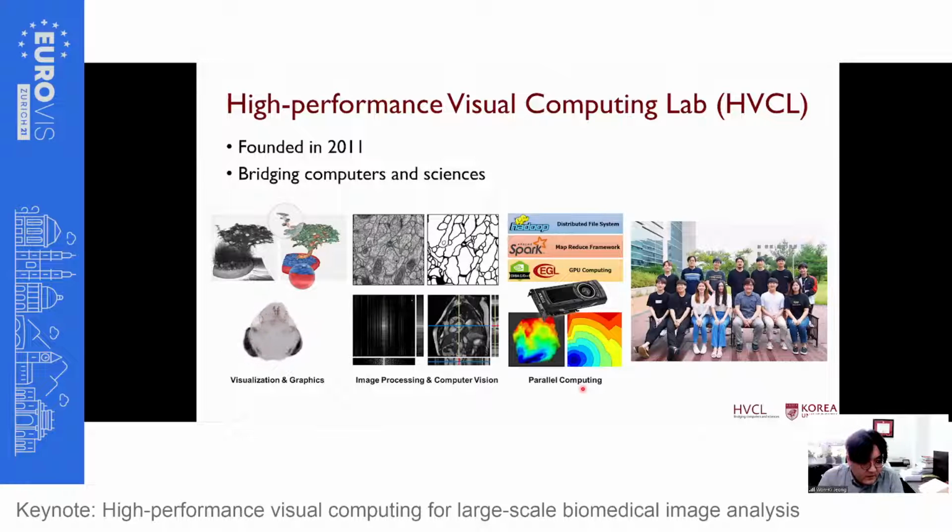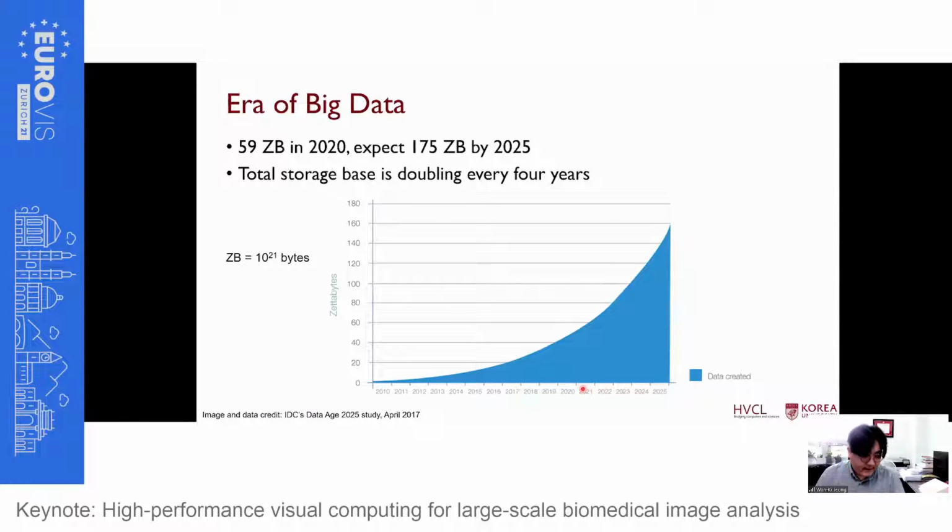So our ultimate goal is to develop faster and more efficient computing algorithms to solve challenging scientific problems. Our lab's slogan is bridging computers and sciences, so that as computer scientists, we are developing algorithms and systems that help scientists make novel scientific findings. All right, and now let's start my talk.